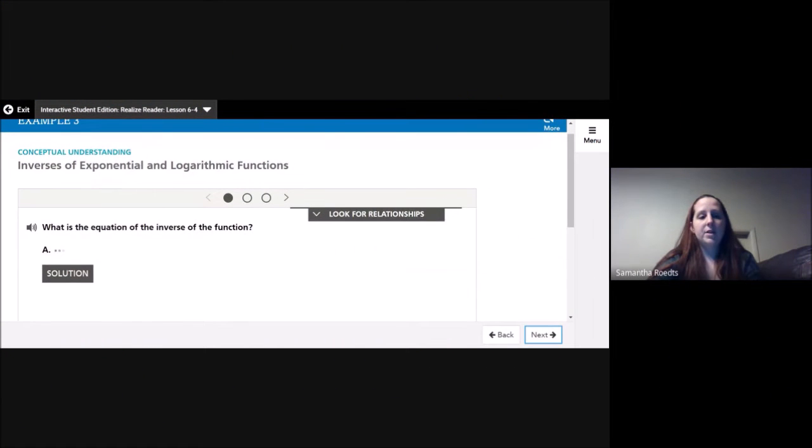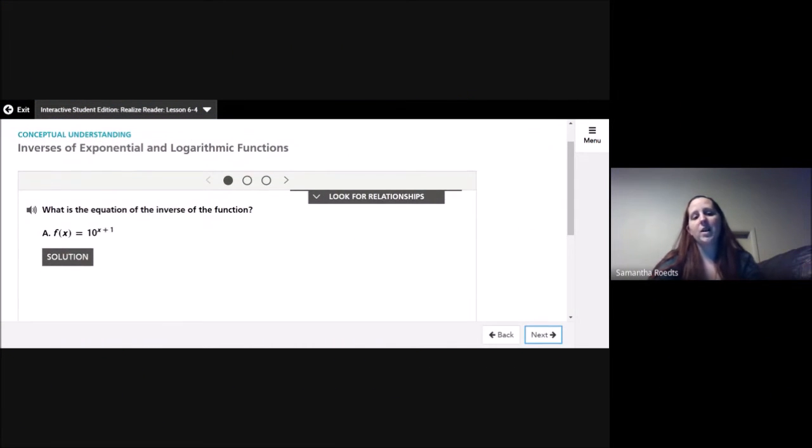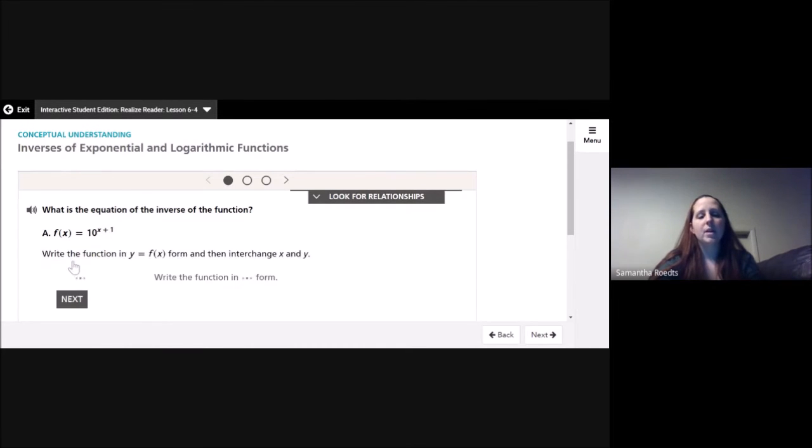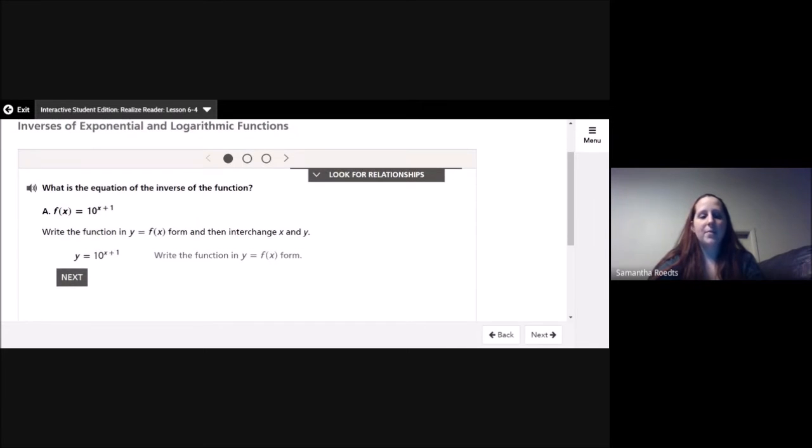Example 3, inverses of exponential and logarithmic functions. What is the equation of the inverse of the function f of x equals 10 to the x plus 1? Write the function in y equals f of x form and then interchange x and y.